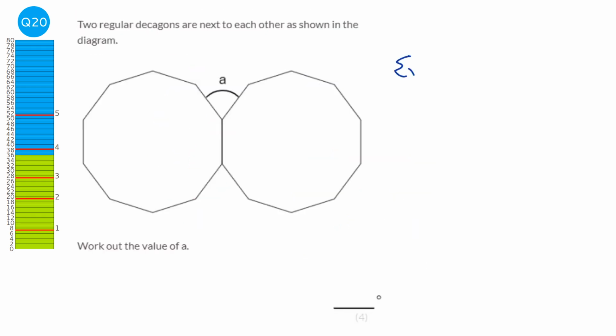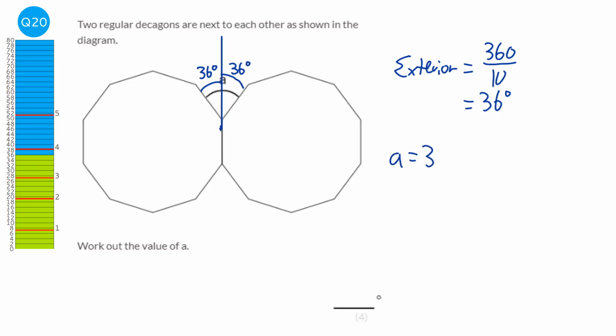To find the exterior angle of any polygon, we do 360 divided by the number of sides. These are decagons, which means they have 10 sides. So the exterior angles will be 36 degrees. And an exterior angle is just an angle that continues on from the side. So this one here is the exterior angle of the left-hand decagon, and this one here is the exterior angle on the right-hand decagon. So altogether, the angle A will be 36 plus 36, which will be 72. So our answer will be 72 degrees.